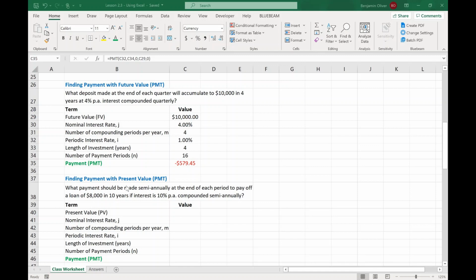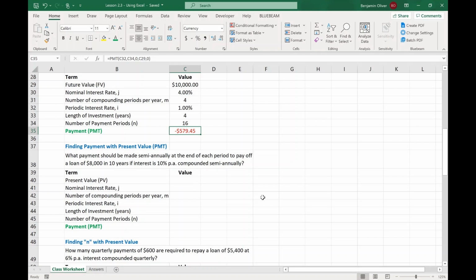So like I said, we're looking for a payment. It's a loan of $8,000, meaning that's the present value. That's the amount of money that if you go to the bank, you're going to get $8,000 today. So that's your present value, not your future value. The other item it notes is that at the end of each period, again, that's telling you that it's a simple annuity, not an annuity due. All right. So let's just start inputting our values.